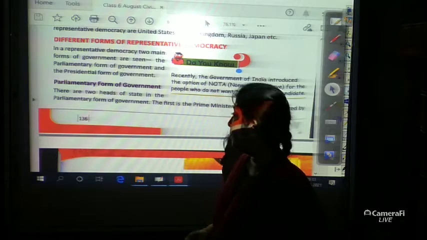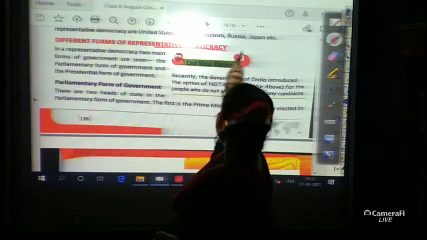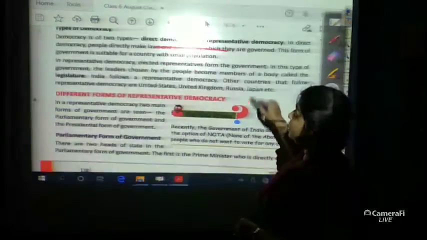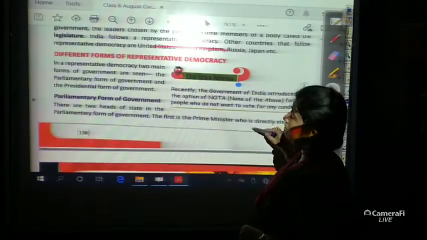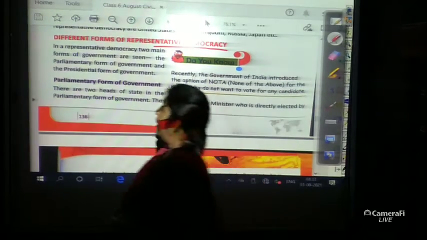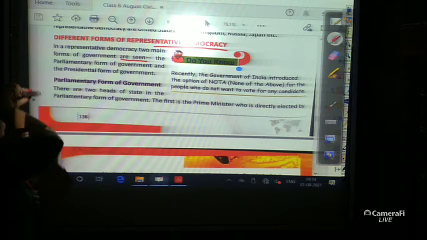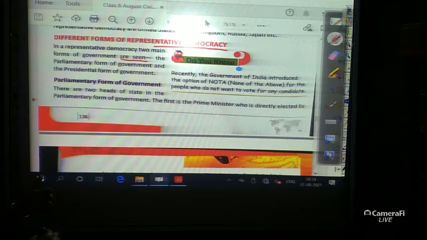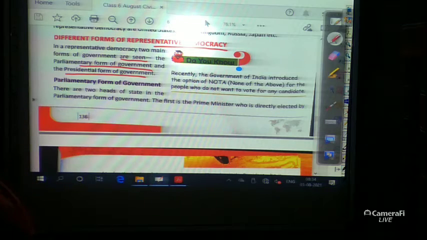From the civics chapter 3. Okay. Today, my discussion part is different forms of representative democracy. Before that, I have discussed with you the types of government and the types of democracy. In our representative democracy, two main forms of government are seen. How many forms of government are seen in representative democracy? Two. Okay. The parliamentary form of government and the presidential form of government. These are the two main forms of government.